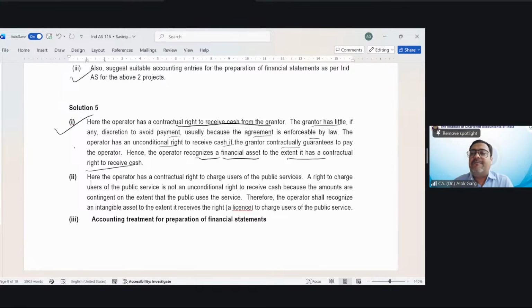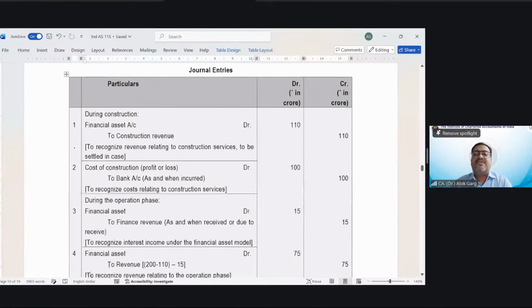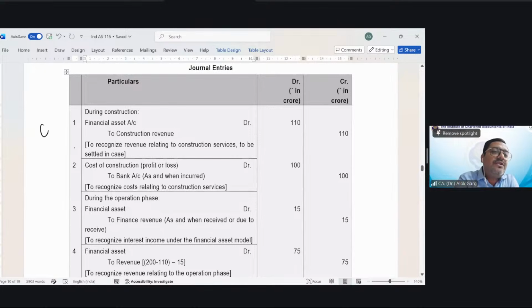What is the accounting entry? First, we will do the accounting entry in the construction phase. You have to recognize the revenue of the construction phase. Financial asset account debit to construction revenue 110 crore. But you spent 100 crore only, so construction cost of sales account debit to bank account. What is the net margin? 10 crore will come as a net margin in the construction phase. Now during the operation phase, you remember in the question it was written that the finance income is 15 crore.